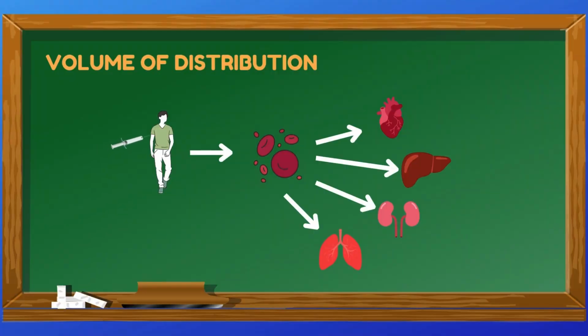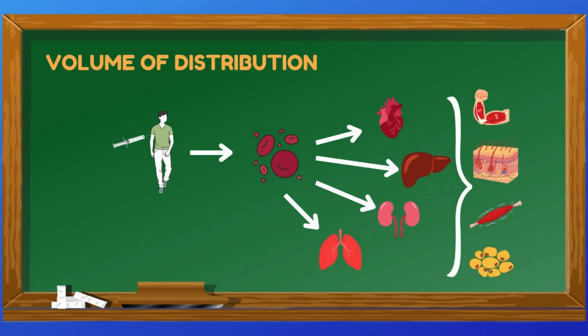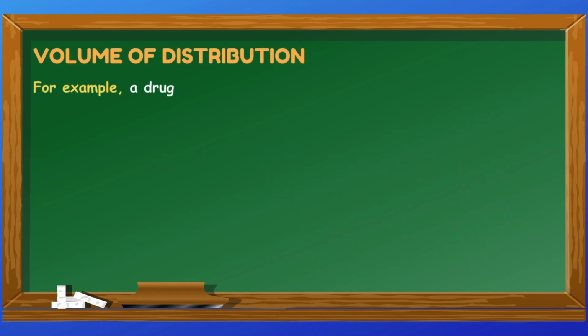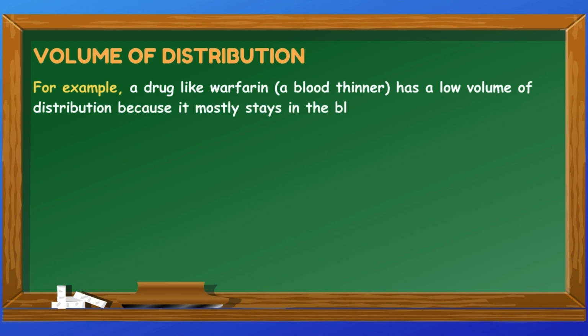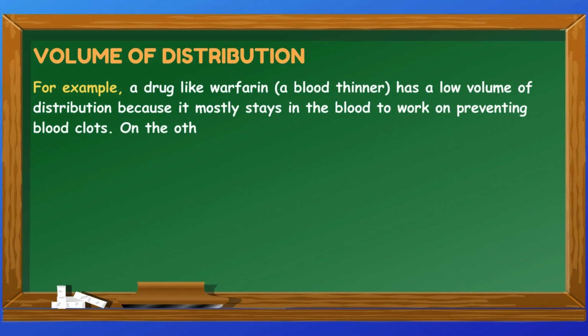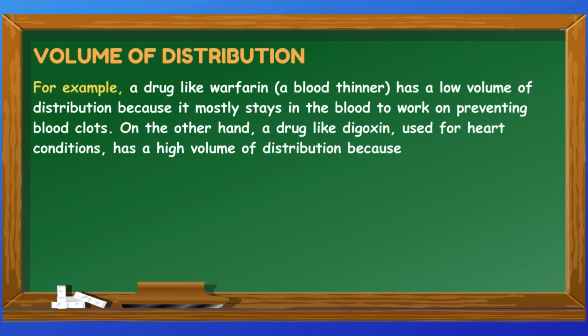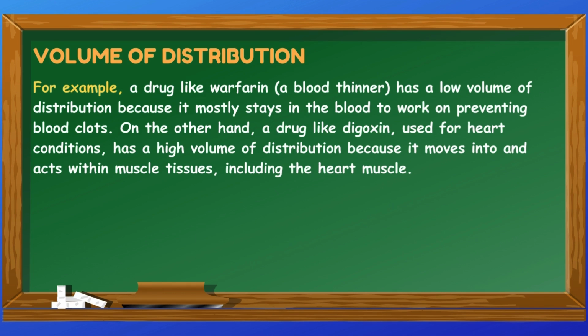In this example, let's say if this drug has a lower volume of distribution, we can conclude that it majorly stays in the blood, and less of it reaches deeper tissues. If this drug has a high volume of distribution, we can conclude that it can widely spread into the blood and deeper tissues. For example, a drug like warfarin, a blood thinner, has a low volume of distribution because it mostly stays in the blood to work on preventing blood clots. On the other hand, a drug like digoxin, used for heart conditions, has a high volume of distribution because it moves into and acts within muscle tissues, including the heart muscle.